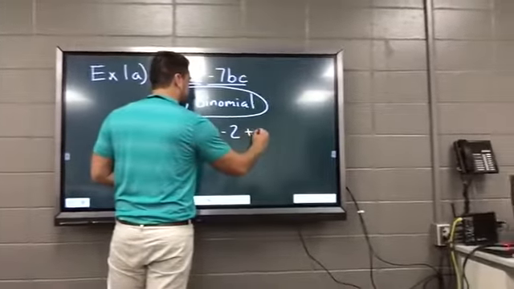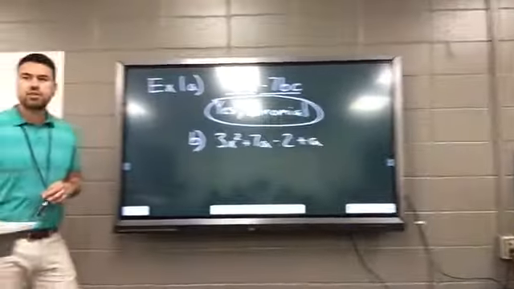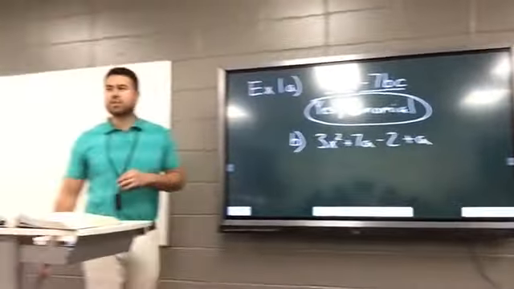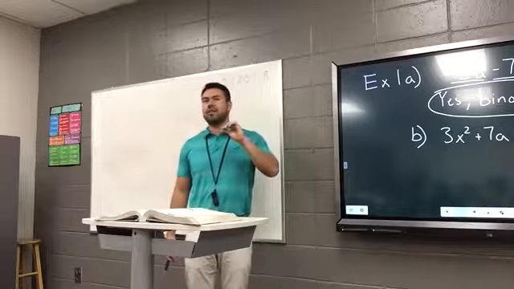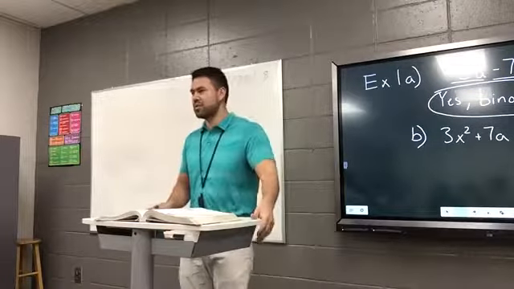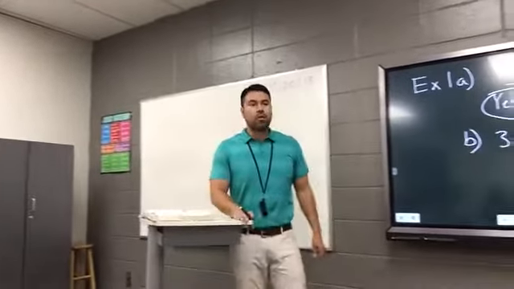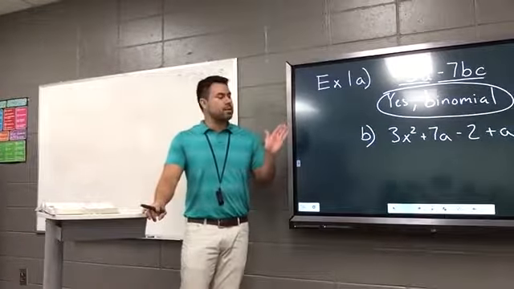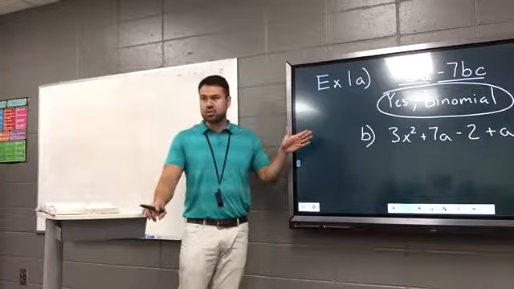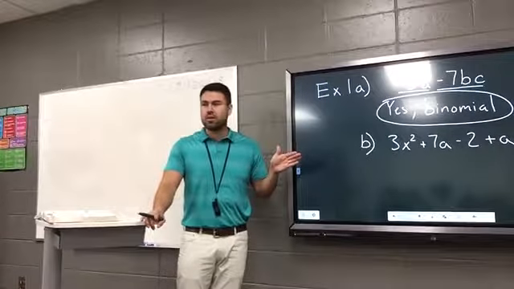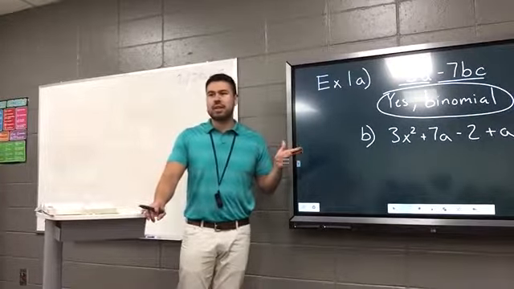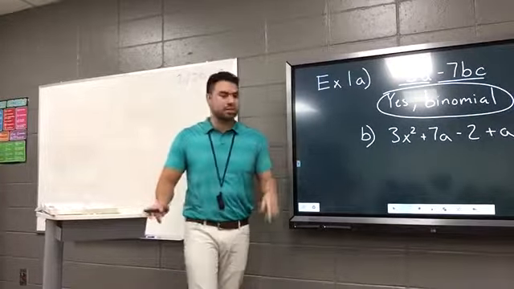Okay, with B, 3x squared plus 7a minus 2 plus a. Did you guys notice anything about this polynomial or wannabe polynomial that's a little bit different from the other ones? Jenna? Okay, this is what I want you to do. Can somebody identify the terms in this expression? Can someone give me what the terms are? Let's go with Harrison. Give me the terms.